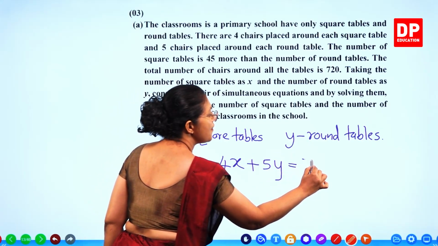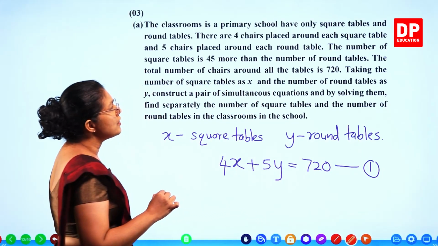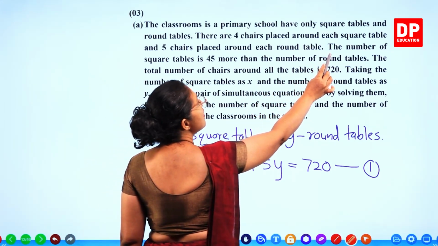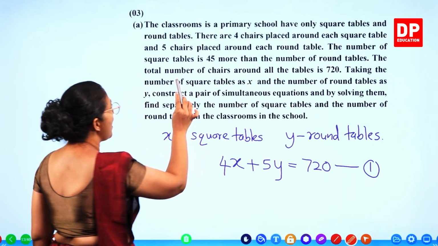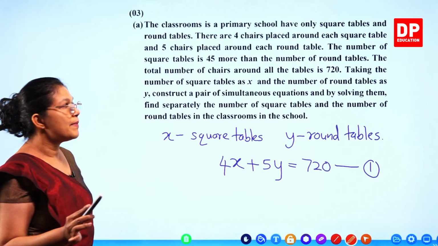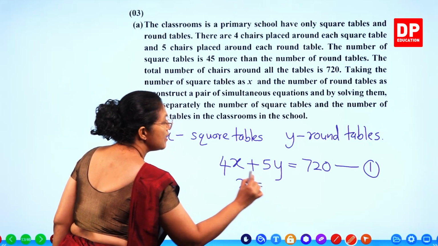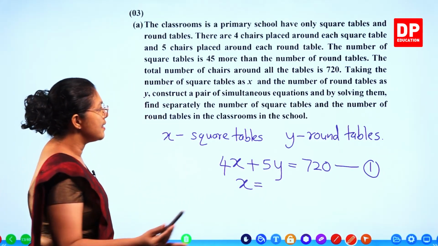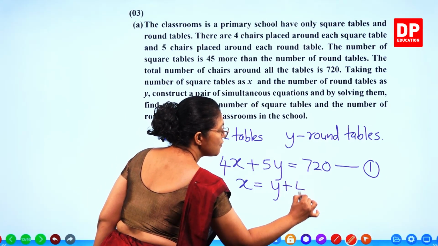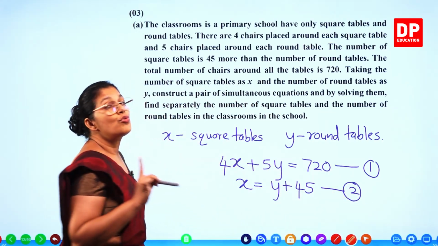Altogether, that's 720. So that's your first equation. What about the second one? The second equation is here: the number of square tables is 45 more than the number of round tables. So square tables, that's x, equals 45 more than the other, 45 plus y, y plus 45. That's your second equation. 2 unknowns, 2 equations.